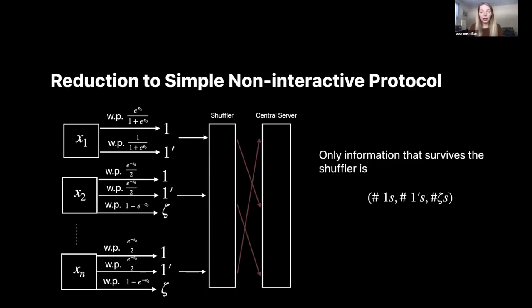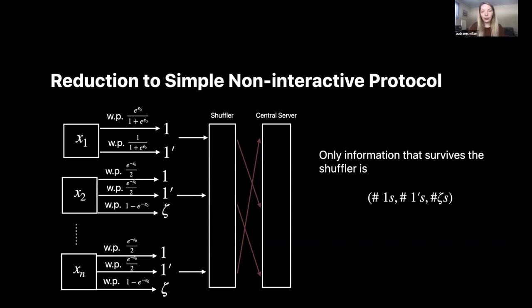Okay, I'm not going to actually do the analysis of this, but I'll give some idea of how one does it. So notice that once all of this data has gone through the shuffler, the only information that remains is the number of ones, the number of one primes, and the number of zetas. So all I need to do is keep track of those things and compute the distribution of those given inputs P and P prime, and the indistinguishability divergence between them.